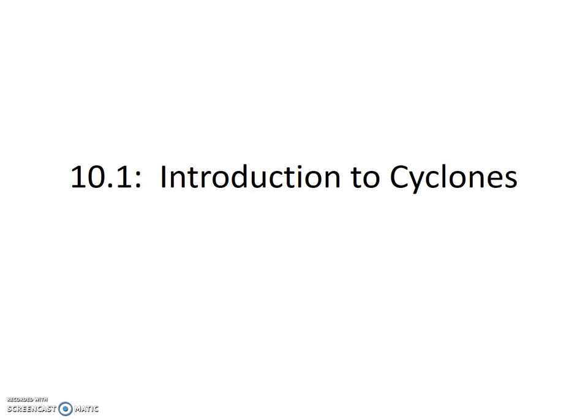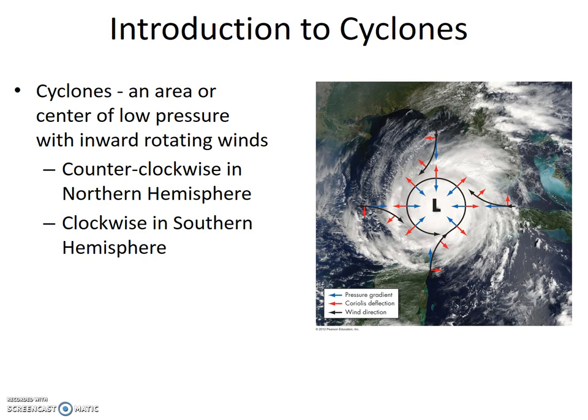10.1 Introduction to Cyclones. Cyclones are an area or center of low pressure with inward rotating winds. They are counterclockwise in the northern hemisphere and clockwise in the southern hemisphere. Why do the winds rotate? Remember the Coriolis effect. Look at the picture.